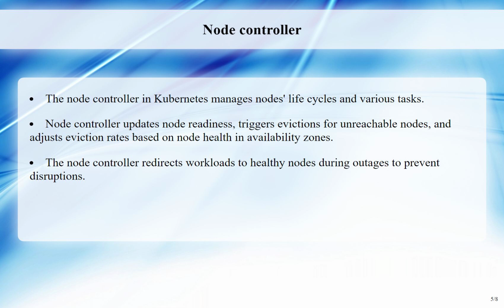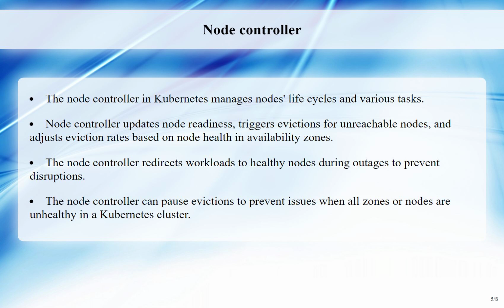The node controller also takes into account node taints and adds corresponding taints for node problems to prevent scheduling pods onto unhealthy nodes. The goal of these policies is to ensure that workloads can be shifted to healthy zones during outages and that evictions are done in a controlled manner to prevent disruption to the cluster. In cases where all zones or all nodes are unhealthy, the node controller may pause evictions to prevent further issues. Overall, the node controller plays a critical role in managing the health and availability of nodes in a Kubernetes cluster.